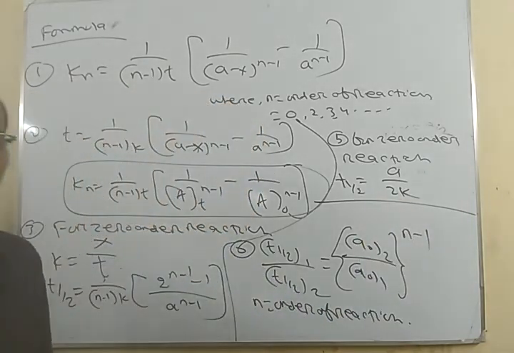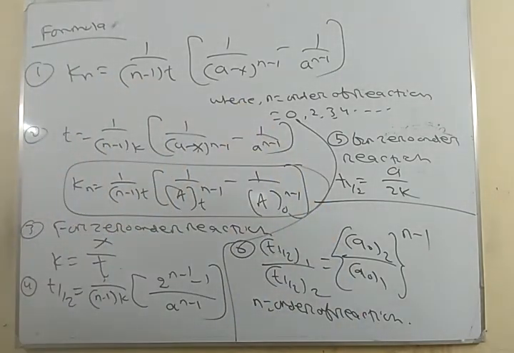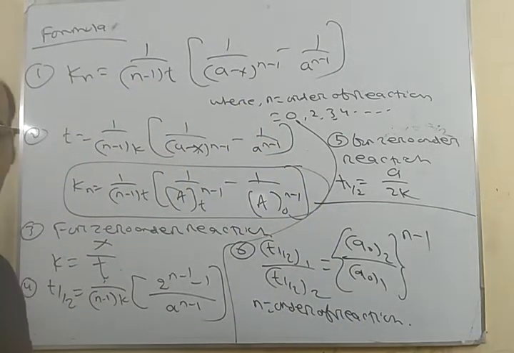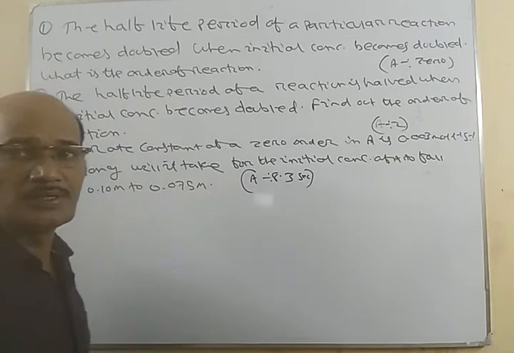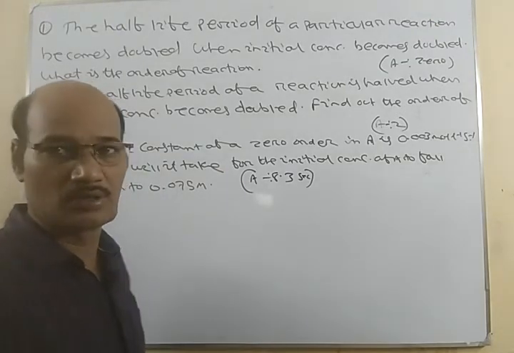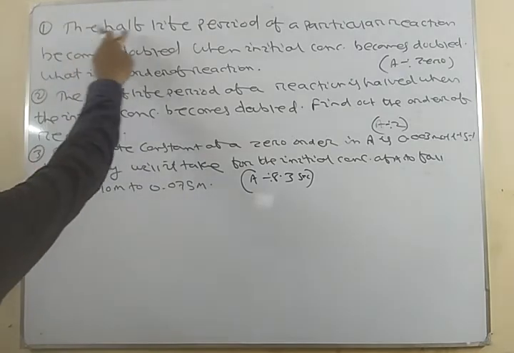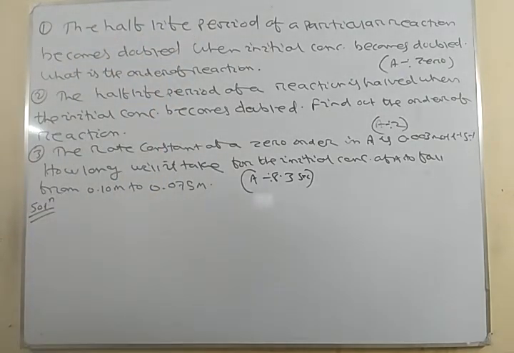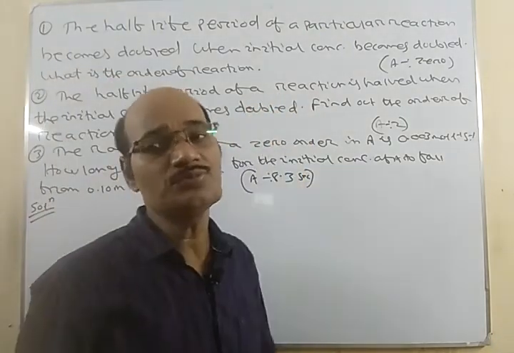Okay, so let us have some numericals based on these formulas. Let's see some numericals based on the derivations and the determination of order from half-life period. Let's see number one. The half-life period of a particular reaction becomes double when the initial concentration becomes double.